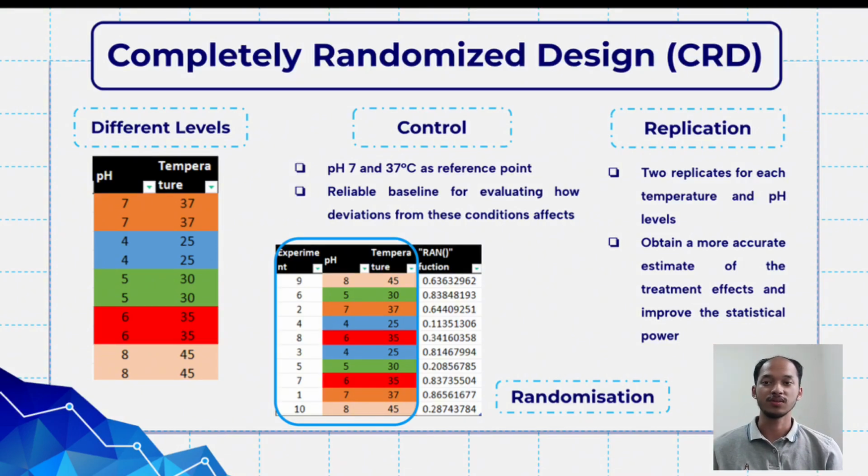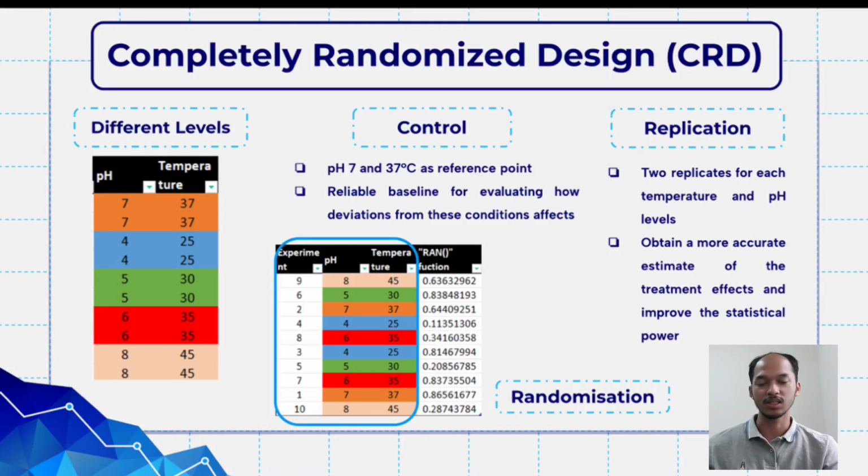Moreover, replication is vital for enhancing the reliability of our results. In our factorial design, we made sure that each level of temperature and pH is replicated multiple times to account for natural variability in the data. For instance, we have two replicates for each temperature and pH level, which allows us to obtain a more accurate estimate of the treatment effects and improve the statistical power of our analysis. And this replication can be seen in the total number of runs.